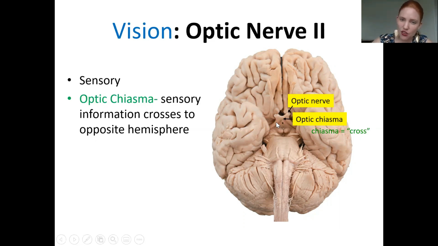At the other side of it, if this is a nerve, part of the peripheral nervous system, this part right here would be the optic tract. So optic nerve, cross, optic chiasma, other side, optic tract.